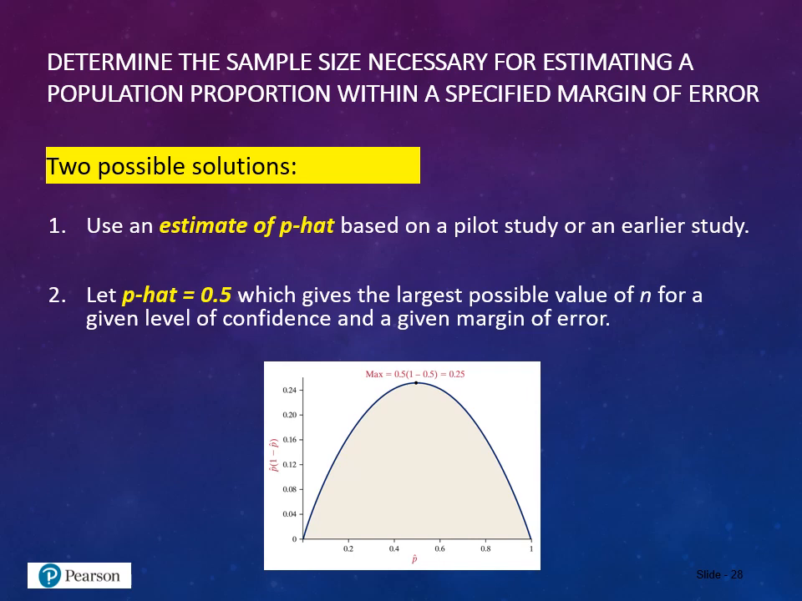The first one is to use an estimate of p-hat. This would be based on a pilot study, or a previous study whose proportion you might use. The second option is simply to let p-hat equal 0.5, which gives the largest possible value of n for a given level of confidence and a given margin of error. So again, we can either use an estimate based on a prior study or a pilot study we conduct, or we can simply set p-hat equal to 0.5.